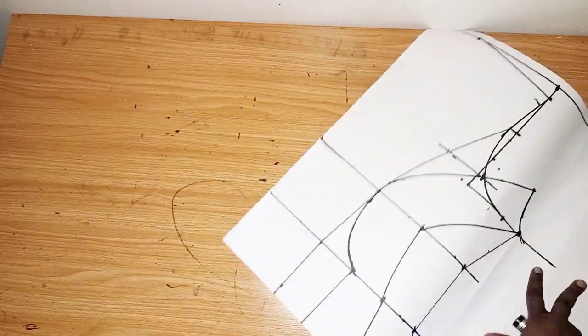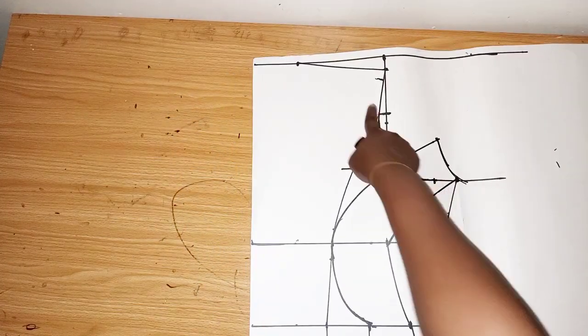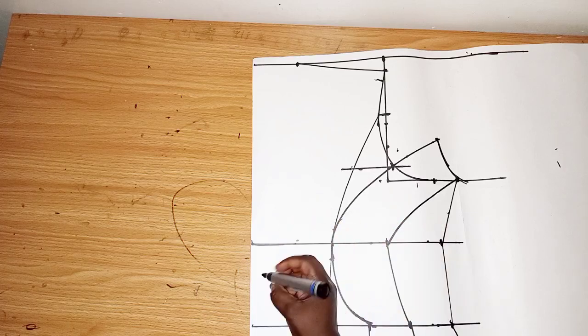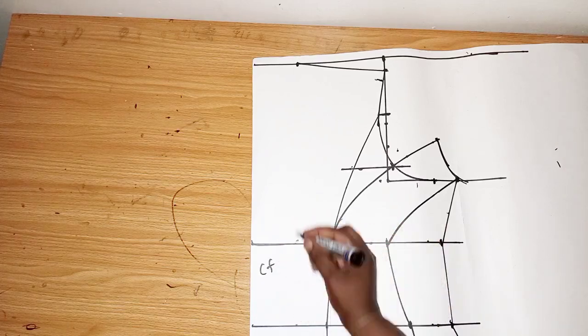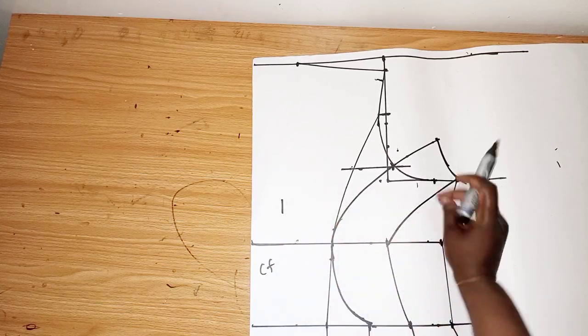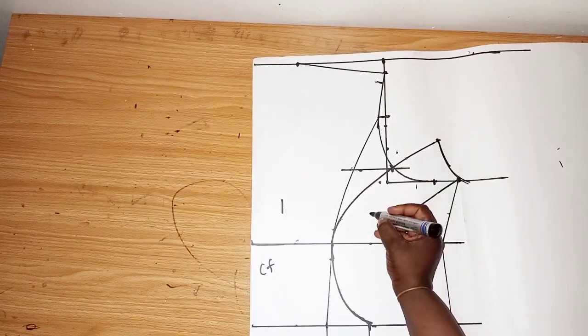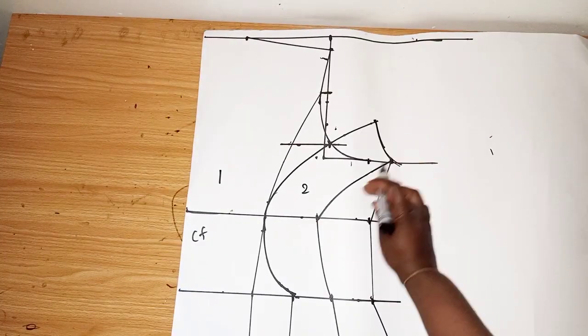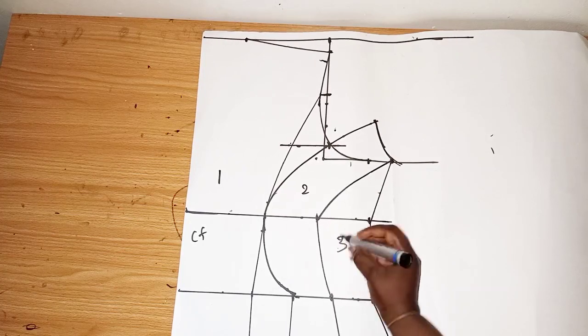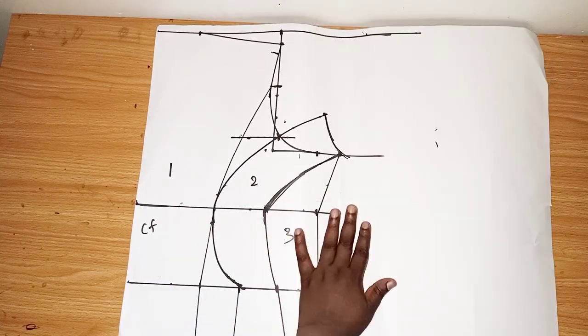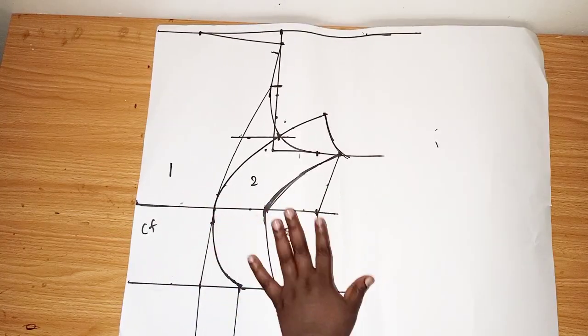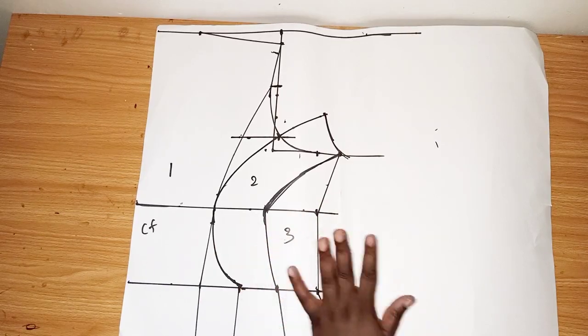So let me label it. So this is the center front. So let's label it 1. Then this part is 2. And this other part to be number 3. As you can see, it's the panel dress. So I'll be adding enough allowance. I don't want to have shortage at all.